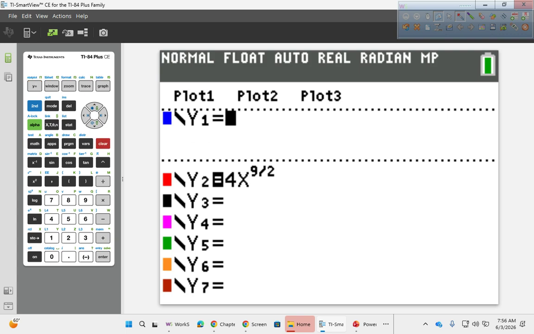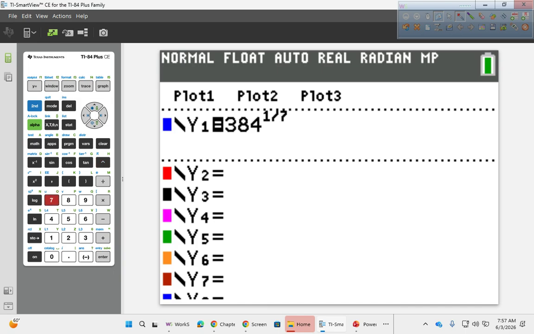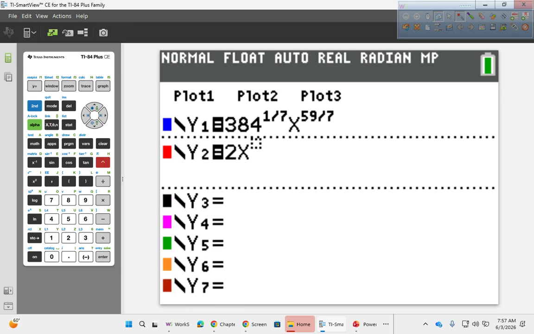All right, for the second one, the way that I would check it is in y1, I would type the question, which was 384, right, to the 1/7. And then x to the 59/7. Right, so that's what the question was. My answer was 2x to the 8th. Now, when you're doing this next part, you have to hit the times.